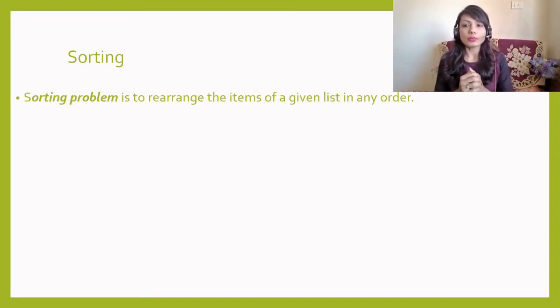The sorting problem is to rearrange the items of a given list in some order, either descending or ascending. So the criteria for sorting, ascending order or descending, is known as key. That is, the criteria to sort the problem is known as key.